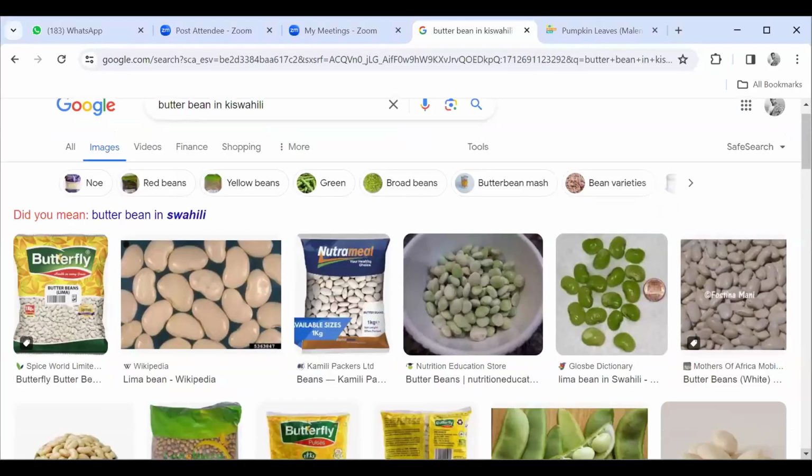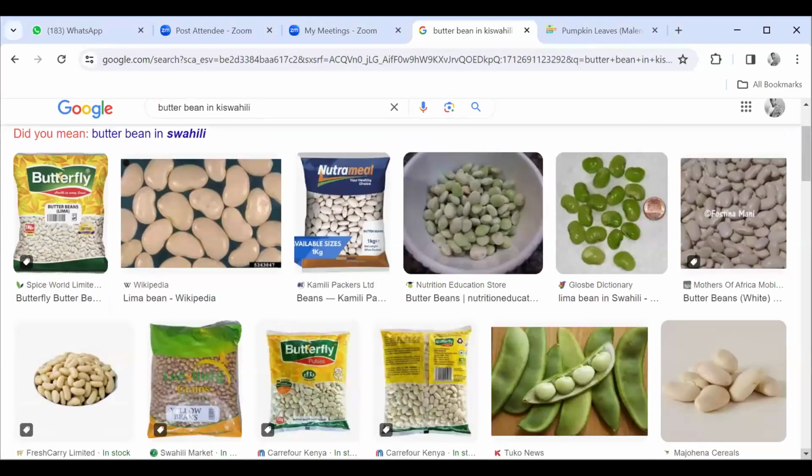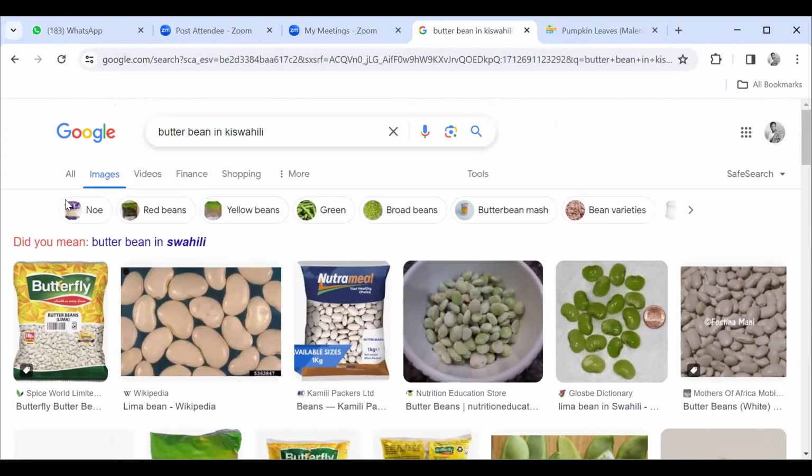Yeah, the second, white one, that's butter beans. I don't know now, it's called lima bean or whatever, but is there a Swahili equivalent? No, they're saying maragwe. Okay, leave that one.